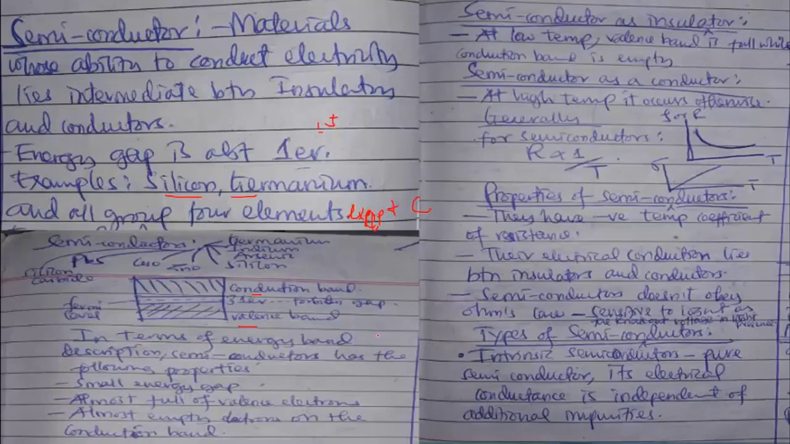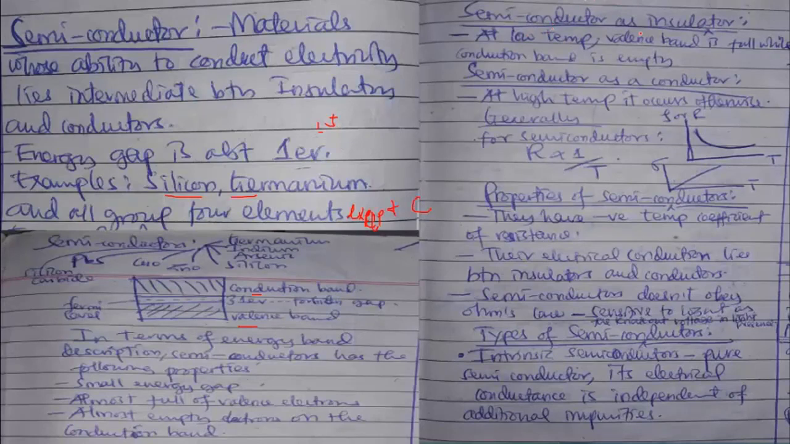In terms of energy band description, semiconductors have the following properties. They have a small energy gap compared to insulators. They are almost full of valence electrons, though some of the electrons are already in the conduction band, so that it resembles more or less a conductor. The conduction band is almost empty of electrons, but not completely. Therefore, semiconductors behave in two ways, as an insulator and as a conductor. So we shall see both cases, where it acts as an insulator and where it acts as a conductor.